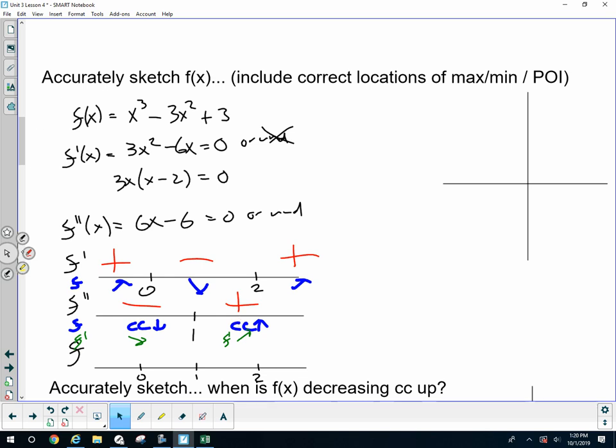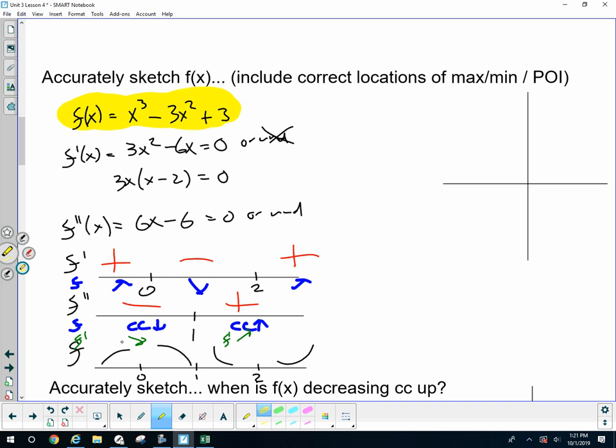Not super important for this question because we just want the shape. If I know I'm increasing concave down, my shape is like that. Decreasing concave down, like that. Decreasing concave up, like this. Increasing concave up, like this. Now I can go ahead and throw that down on my xy axis, but I can do more because I am given the function.